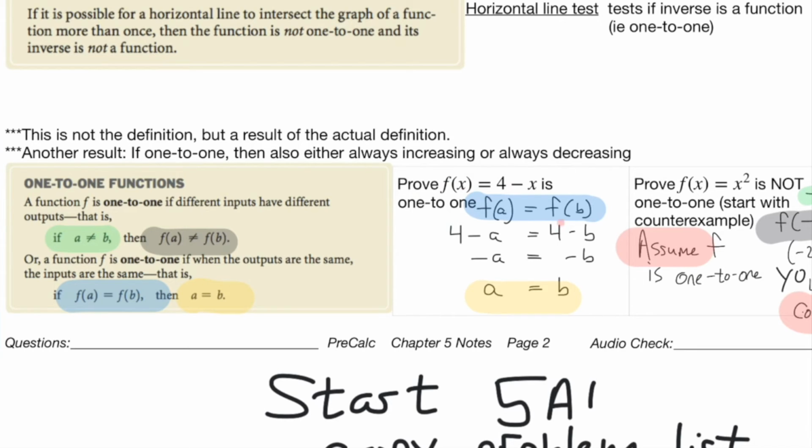If f of a equals f of b, you can take a and plug it into the function: 4 minus a is equal to 4 minus b. If this function actually is one-to-one, then you can say that this is true. Then you subtract 4 from both sides, and multiply both sides by -1, and you get a equals b, and there it is. You can't always do that with all functions, but if the function is one-to-one, then you can say that this is true. We're connecting the blue statement to the yellow statement.